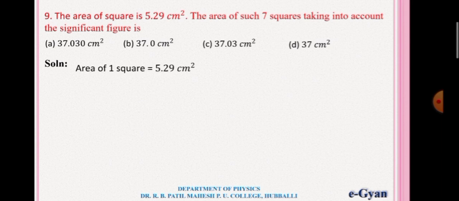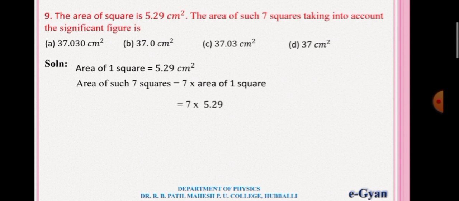Area of one square is 5.29 centimeter square, and area of such 7 squares is equal to 7 into area of 1 square. Why am I multiplying by area of 1 square? We are taking identical squares. Hence I am multiplying area of one square by 7, or else you can add individually 7 times, and that is equal to 7 into 5.29, that is equal to 37.03 centimeter square. Hence option C is correct one.